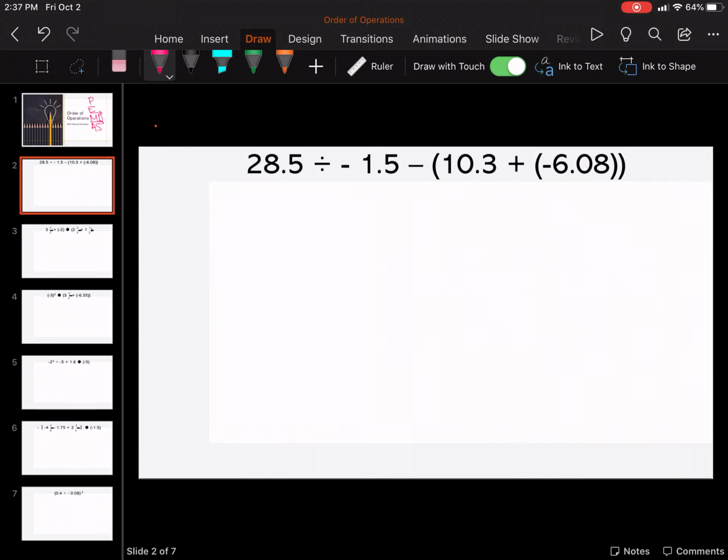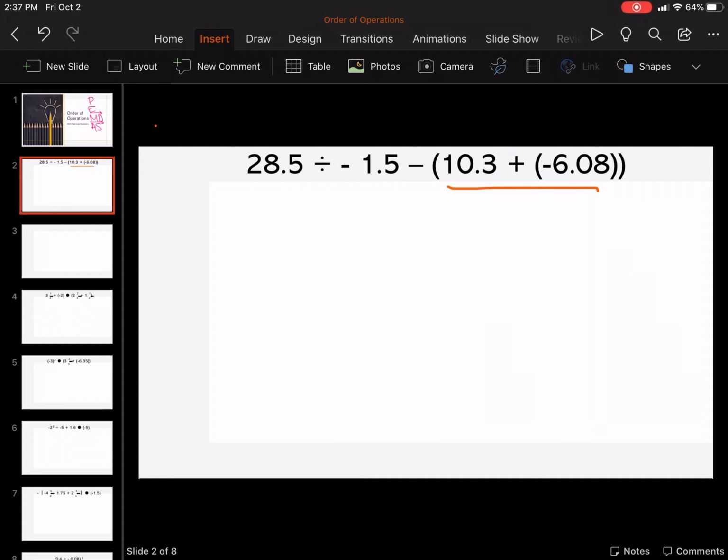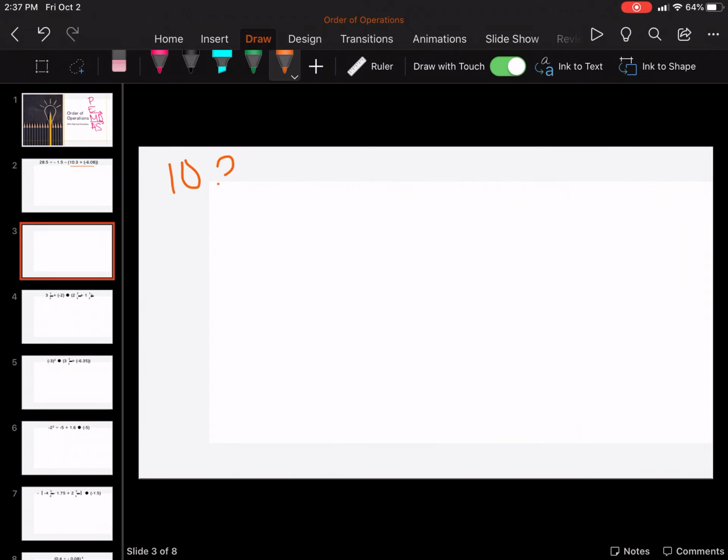Okay. So looking at this first one, remember, I always underline each step and then do the work. I am going to add a new slide. I went to insert new slide just for my scratch work, and you can do that on paper if you'd rather. So first in the parentheses, we've got 10.3 plus negative 6.08. Different sign, subtract. So we're going to do 10.3 minus 6.08.